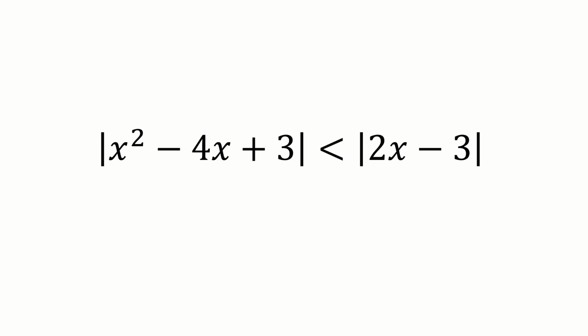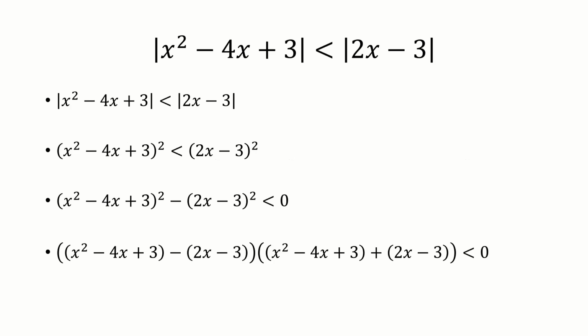We want to solve for x such that the absolute value of x squared minus 4x plus 3 is less than the absolute value of 2x minus 3. The biggest problem here is that there's two absolute values, so we can get rid of the absolute values by squaring both sides.